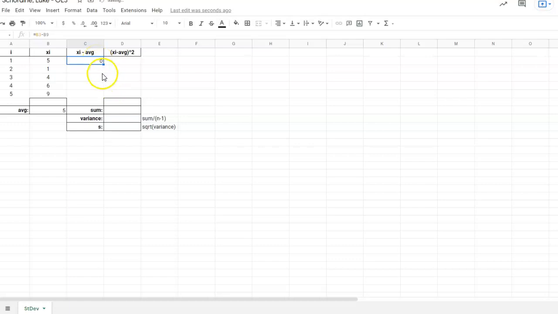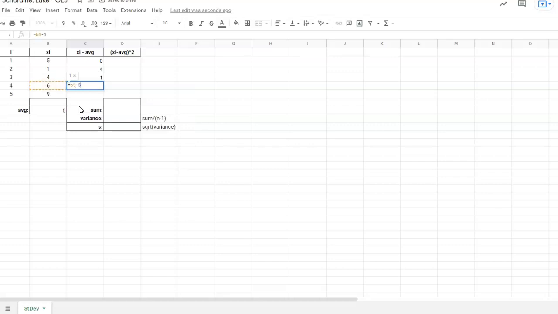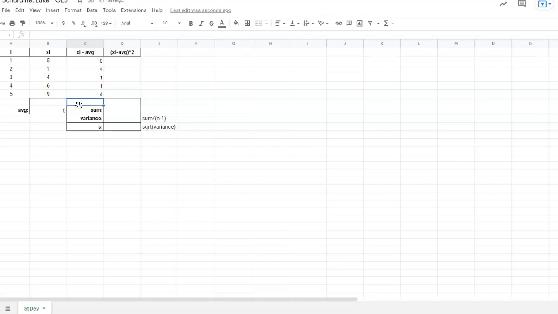So let me undo that real quick. Here, I'm just going to type out the formula again. It's going to be equal to B3 minus 5. And in this case, it's going to be equal to B4 minus 5. This one's equal to B5 minus 5. And this one is going to be equal to B6 minus 5. Excellent. So we found all of the deviations. Keep in mind, these, the xi minus average, are the deviations from the mean. So that's that third step.